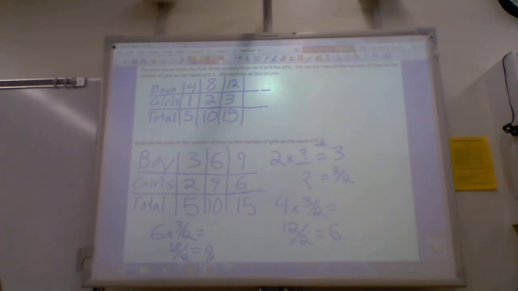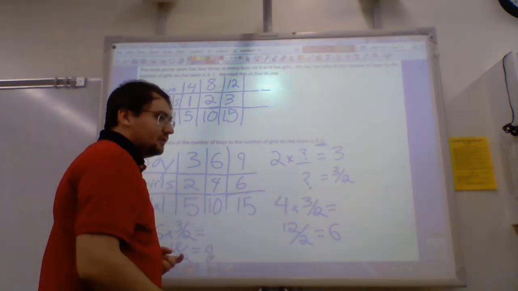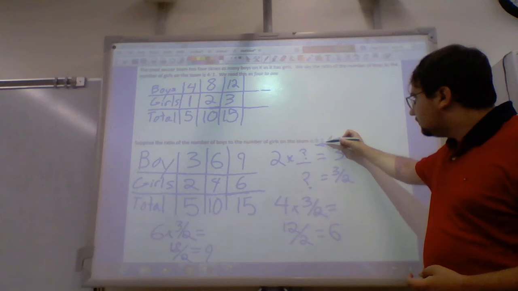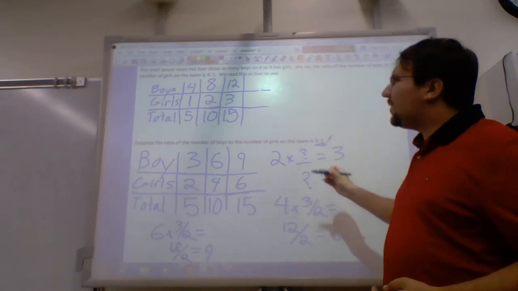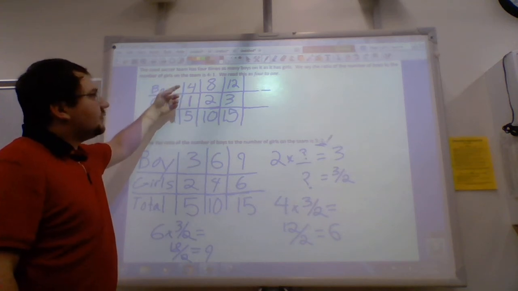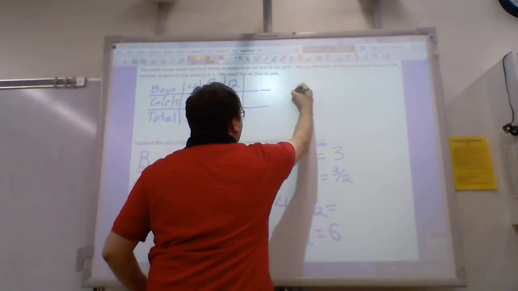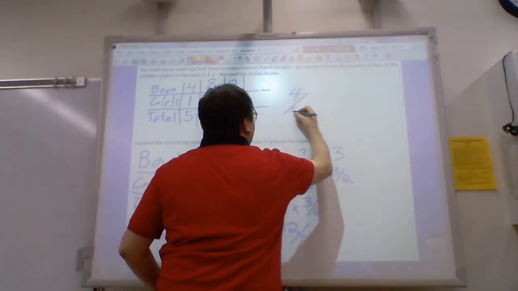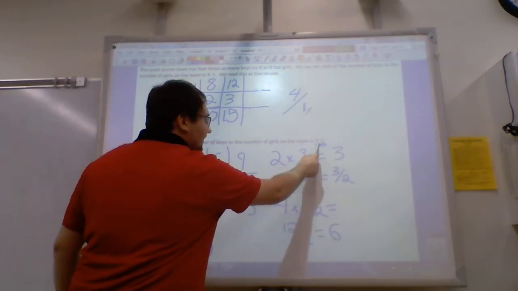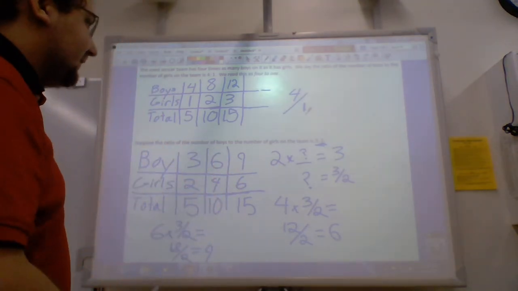Wait a minute. 3 halves, 3 to 2. But why didn't that work over here? This was, we multiplied it by 4. But if this is telling us to multiply it by 4, wouldn't we need to multiply it by 4 over 1? Because over here, we can just change that colon into the dividing line of our fraction.